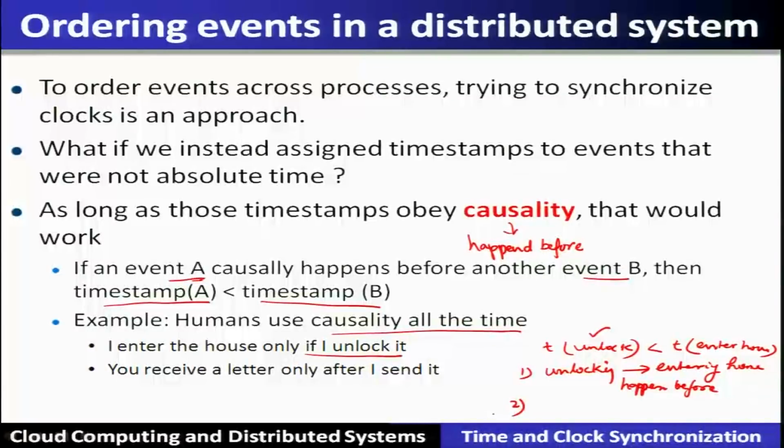The second example is that you receive a letter only after I send it. So, the sending of a letter happens before the receiving of a letter. In this way humans are basically using the physical clock to order the events. For example, here, unlocking first and then entering the house, or sending a letter first and then receiving it later.